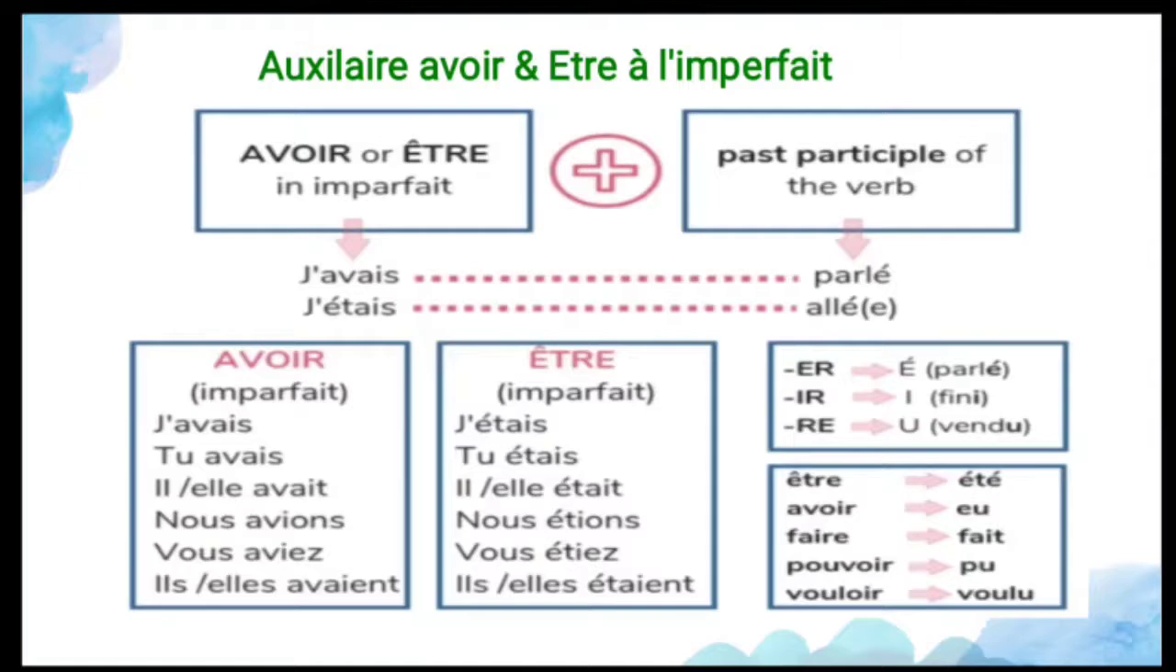And in that second box, some irregular verbs are there that you have to memorize by yourself. So être, it's été, and avoir, eu, faire, fait, pouvoir, pu, vouloir, voulu. So these are the irregular verb past participles, and this is the formation for the plus-que-parfait.